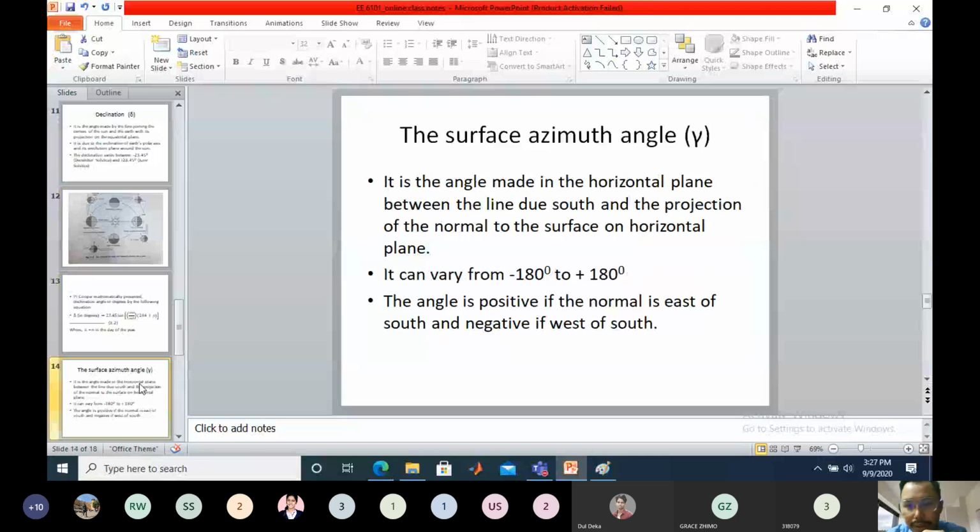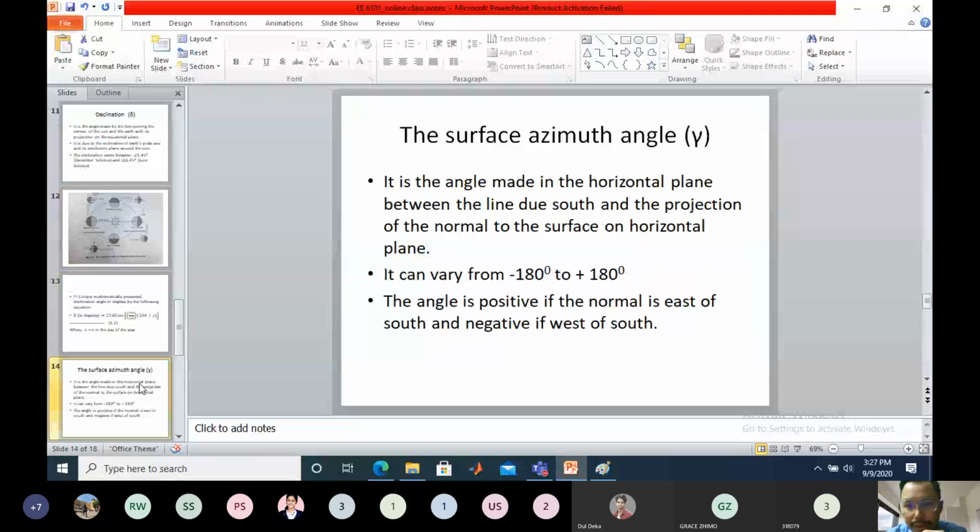It can vary from minus 180 degrees to plus 180 degrees. Have a look here. This is the line due south. Imagine this side is the east and this side is the west. If the azimuth angle is in the eastern direction, it will be considered positive. In the western side it will be considered negative.